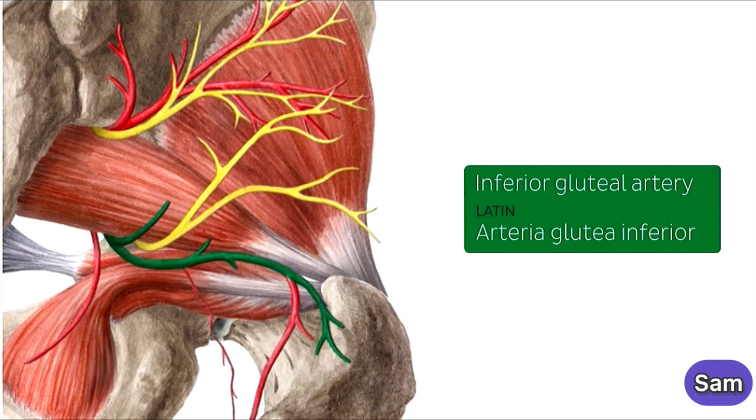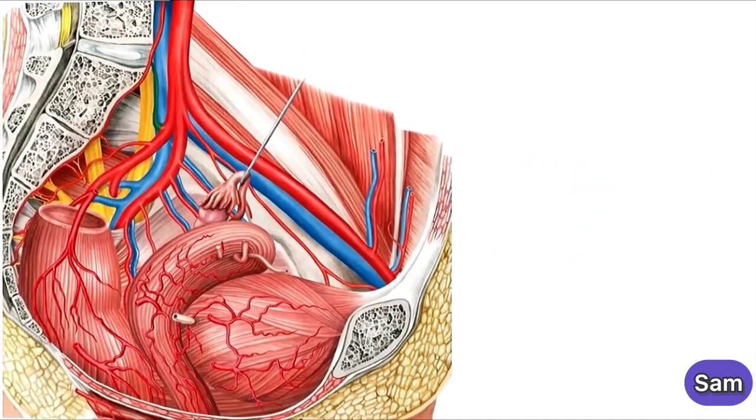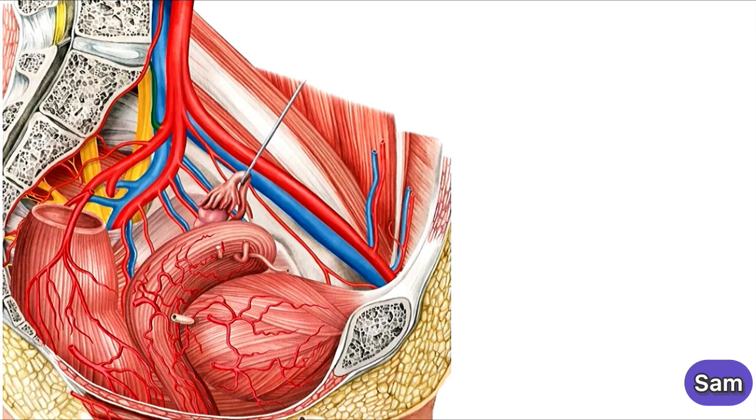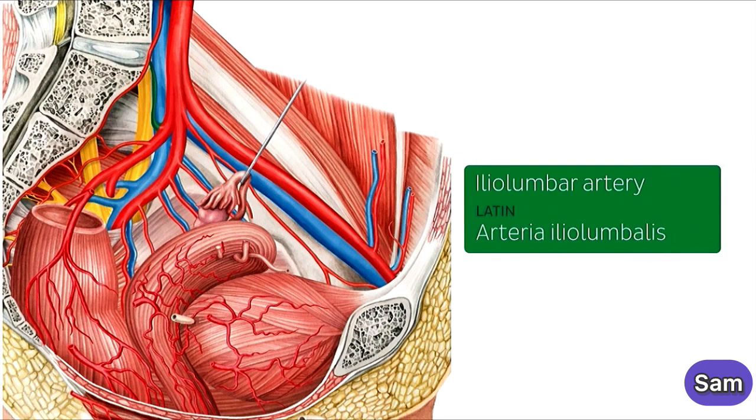So now that we've looked at the inferior gluteal artery, let's begin with the posterior division of the internal iliac artery. As I said before, there are three branches to this division. They are the iliolumbar artery, the lateral sacral artery, and the superior gluteal artery.